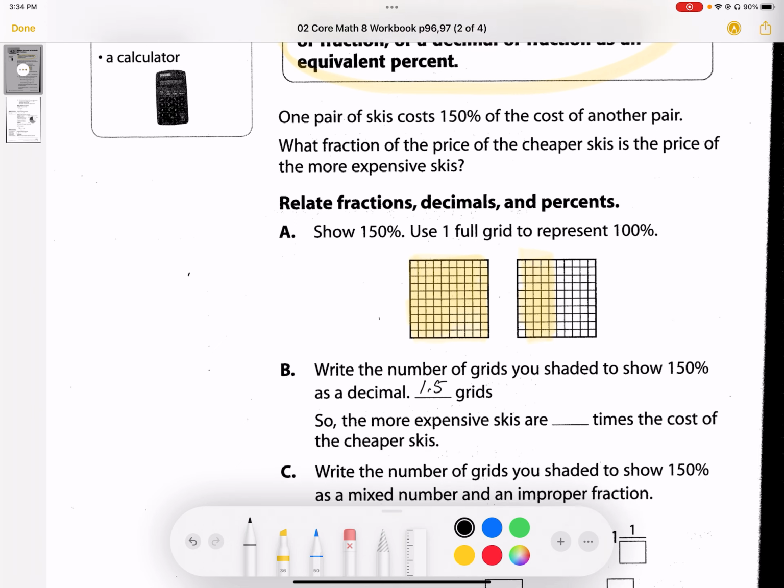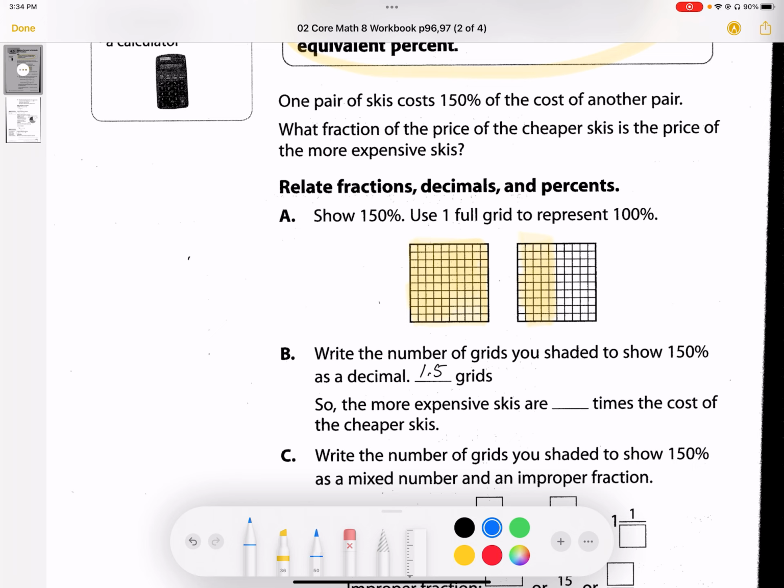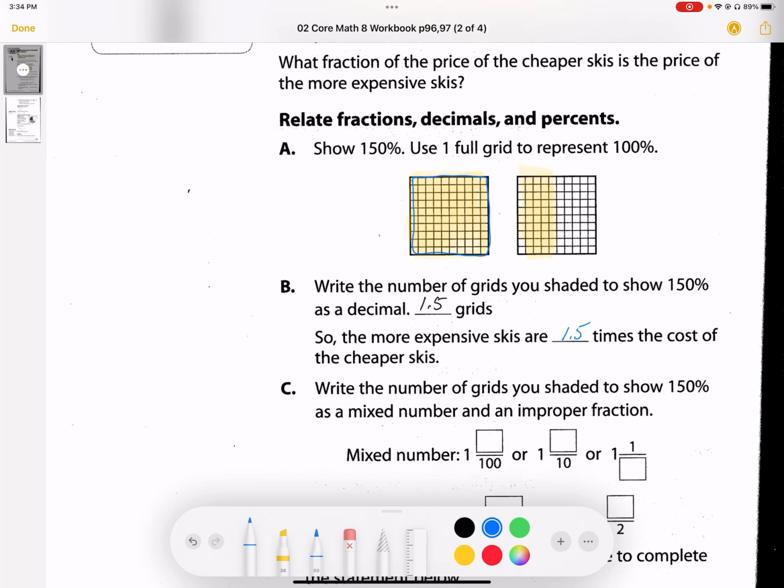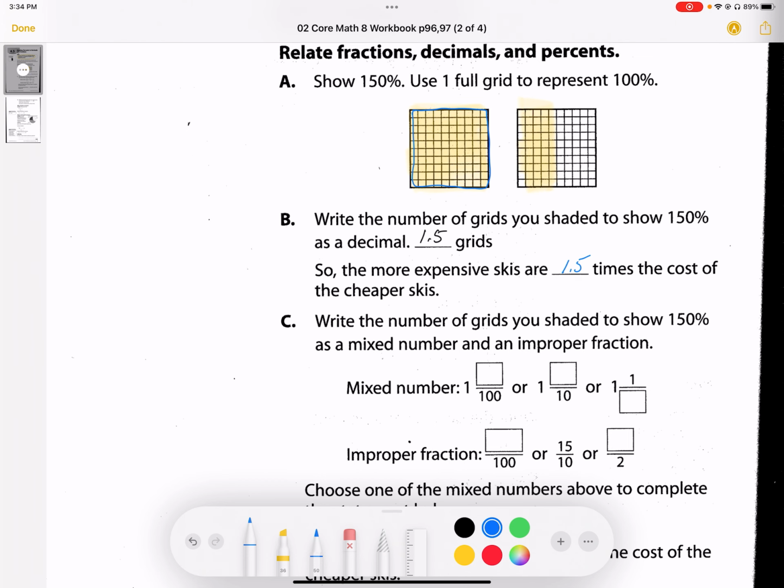And so we can say that if this is the original skis, and the yellow represents the more expensive skis, we know we're talking about the more expensive skis being 1.5 times the cost of the cheaper skis. So we can do this using a mixed number. 1.5 is 150 out of 100. We can simplify this into 1 plus 50 over 100, which is the same as 1 plus 5 over 10, or 1 and 1/2.